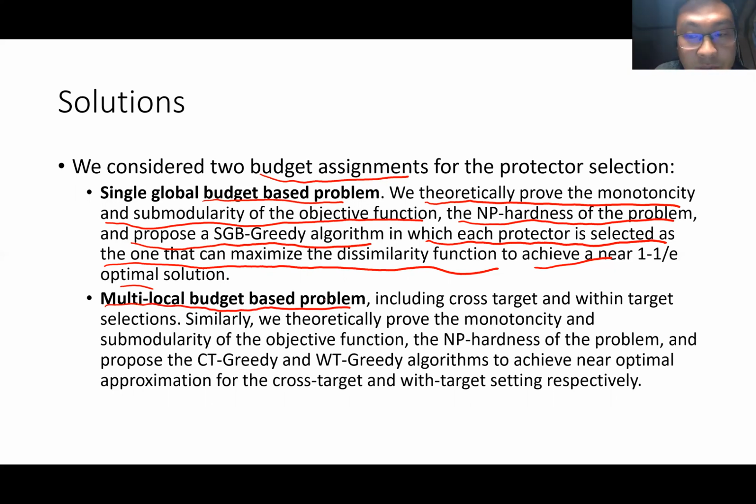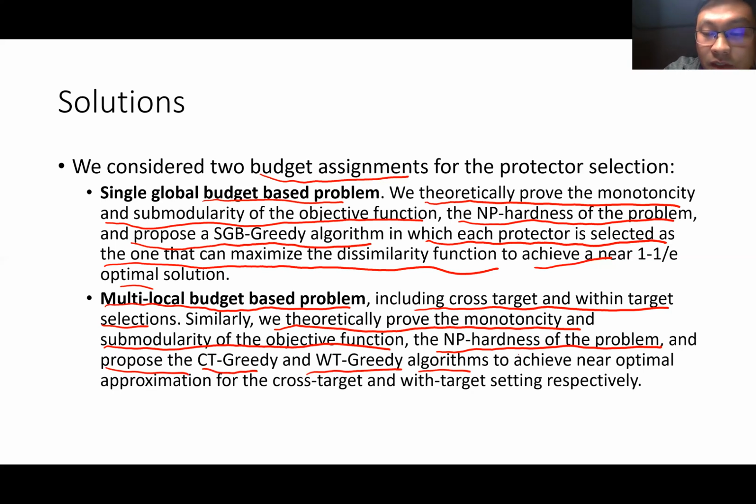In this problem, the budget is assigned to every target, mainly used for the target, including cross-target and within-target selections. Similarly, we theoretically prove the monotonicity and submodularity of the objective function, the hardness of the problem, and propose the CT greedy and WT greedy algorithms to achieve near optimal approximation of the cross-target and within-target setting, respectively.